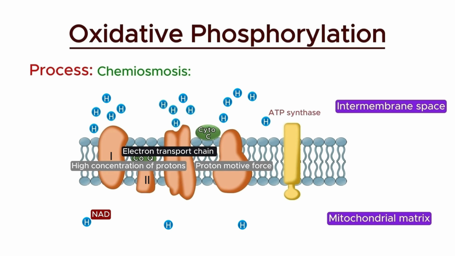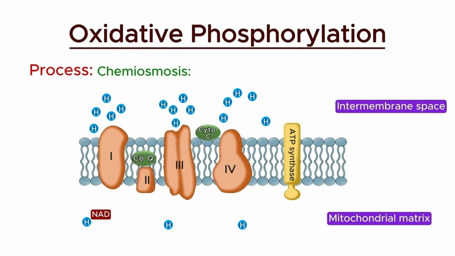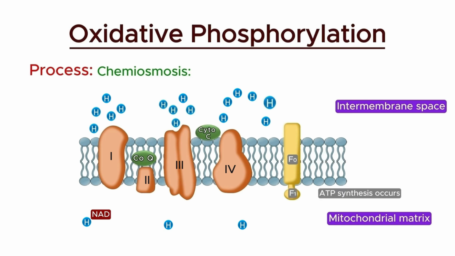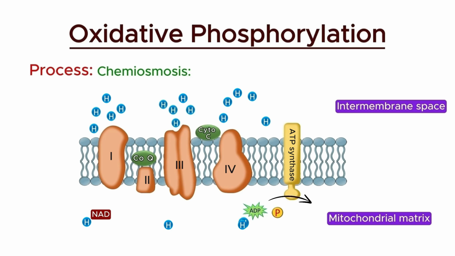Next, ATP synthase, an enzyme complex embedded in the inner mitochondrial membrane, takes advantage of this proton gradient. ATP synthase has 2 main parts: the F0 unit, which forms a channel allowing protons to flow back into the matrix, and the F1 unit, where ATP synthesis occurs. As protons flow through the F0 unit, they cause the F1 unit to rotate. This rotation drives the conversion of ADP and inorganic phosphate into ATP.